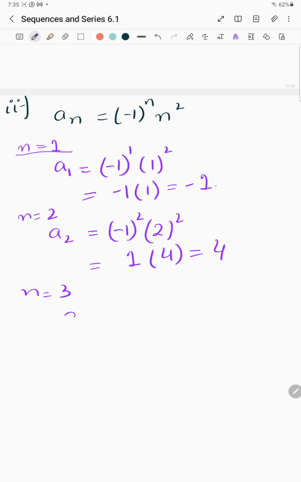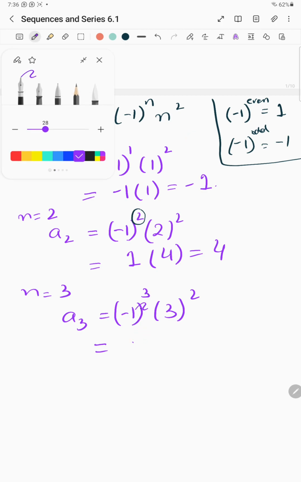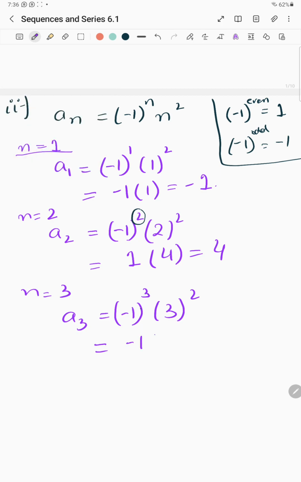N is equal to 3, a3. -1 to the power 3, 3 square. If we have -1 and an even power, like -1 to the power 2 is an even number, the answer would be 1. If we have an odd number in the power, like -1 to the power 3, the answer would be -1. So remember this. Okay, -1 to the power 3, as 3 is odd, so we will get -1. 3 square is 9, so it's going to be -9.